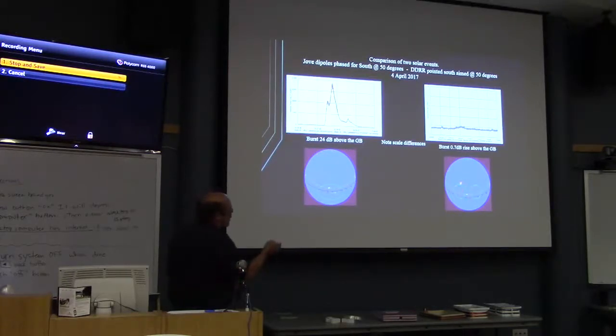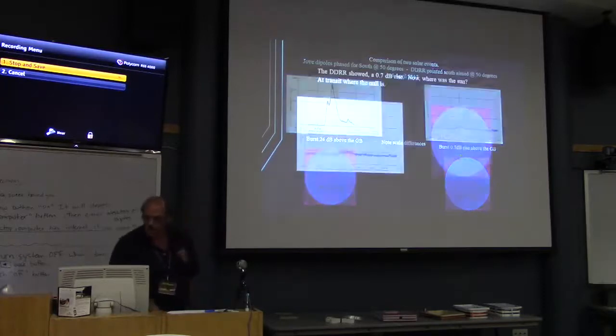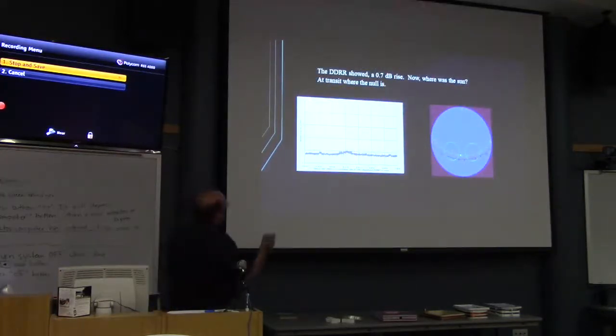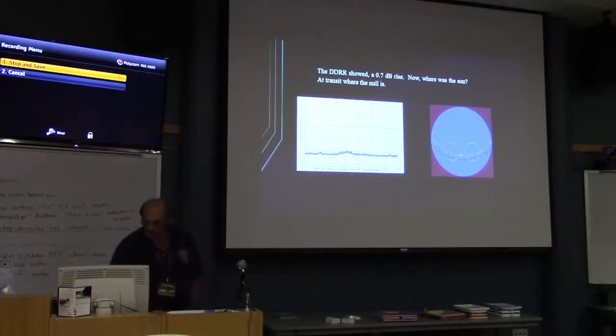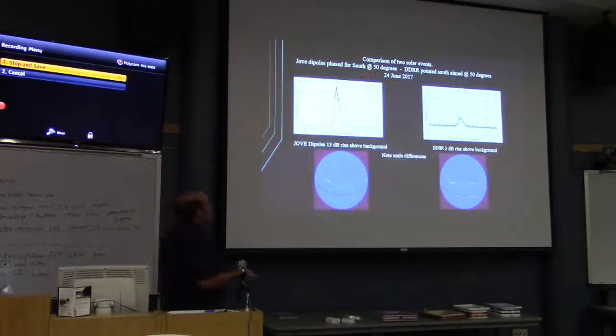But here's the double lobe thing. The lobe is to the left and to the right. Where's the sun? It's right smack in the middle of that null. So again, you can see this is a bigger view of it, but this was that huge solar burst that the Jove dipole saw. It speaks for itself.